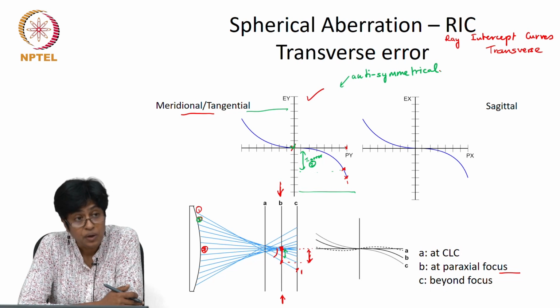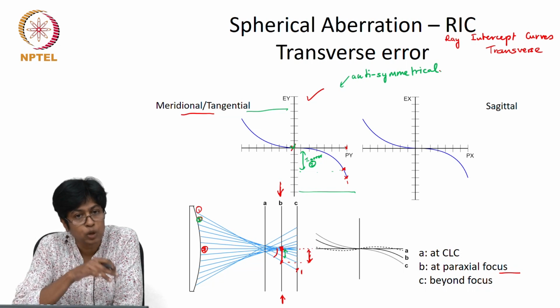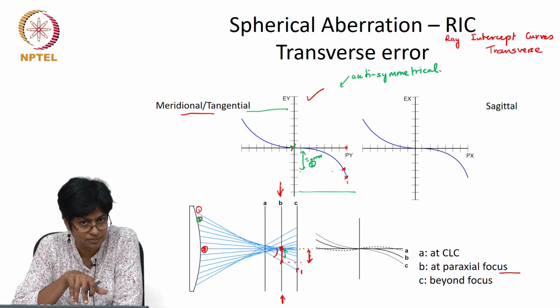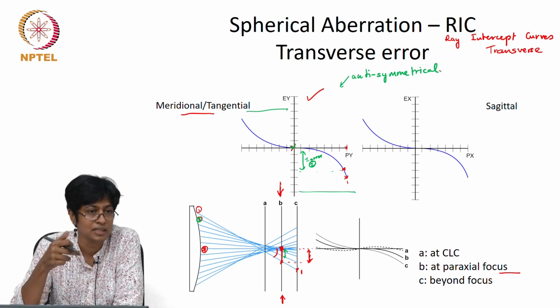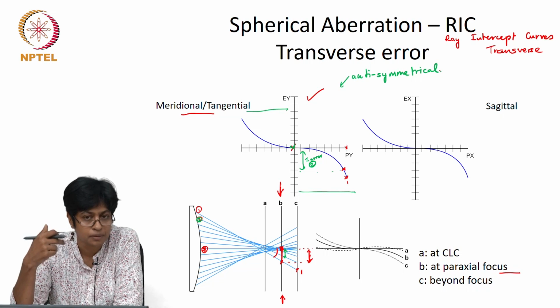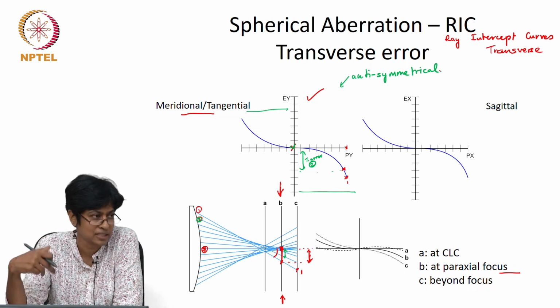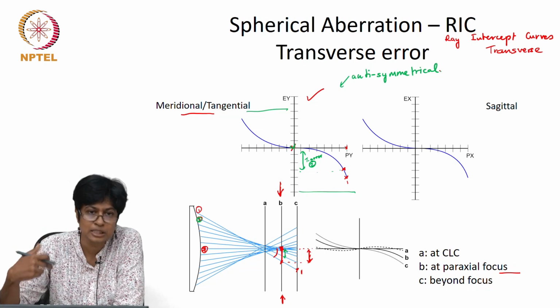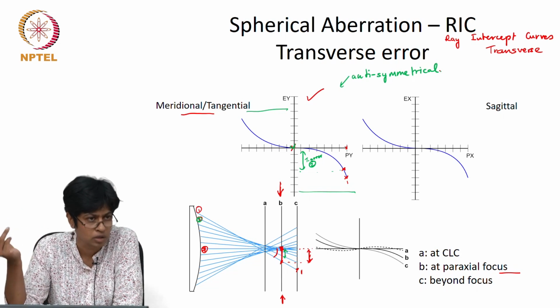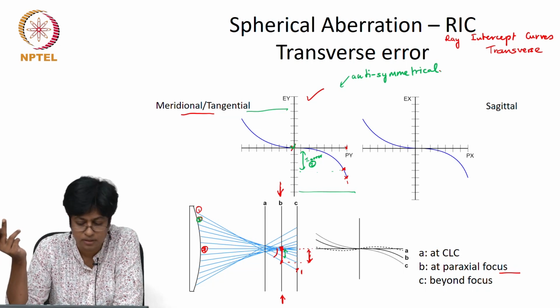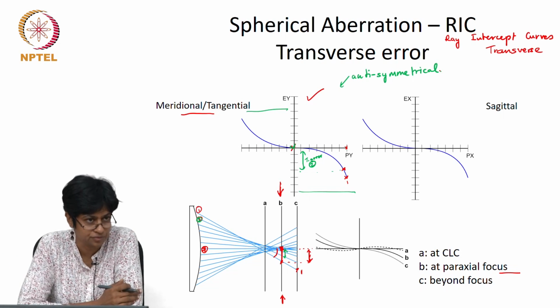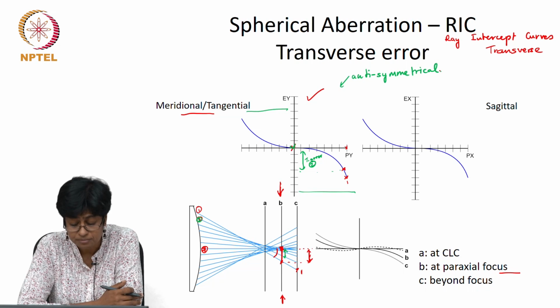Okay. Now I can do the same thing, but I plot it for the sagittal rays. And now the transverse error here is how much the ray has missed the paraxial point, but now it's displaced along the x-axis and not along the y-axis, right? And you get a very similar curve. It's quite a symmetrical aberration.